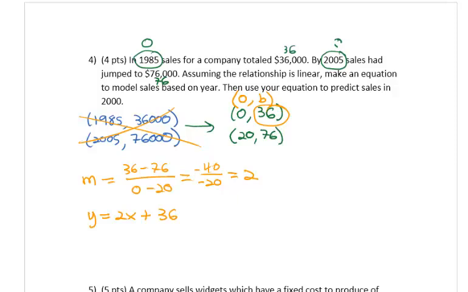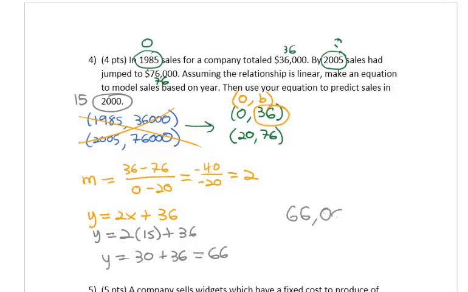Now that we have our equation, we're going to use our equation to predict sales in 2000. 2000 is 15 years after 1985, so we're going to plug 15 in for x. Y equals 2 times 15 plus 36. That's going to be 30 plus 36, which is 66. Remembering that's in thousands, so there are $66,000 in sales.